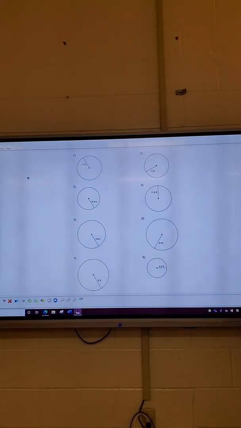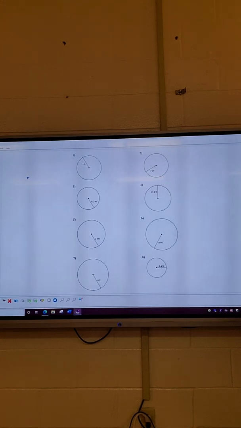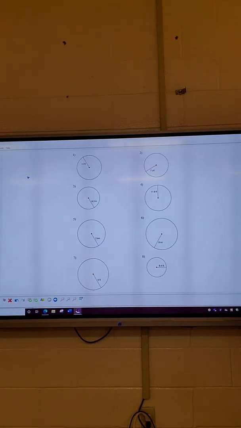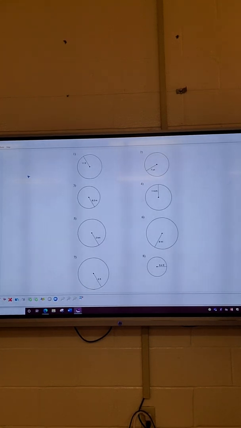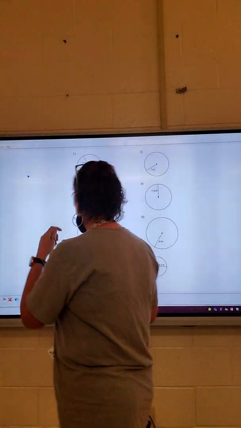All right, open it back up and you have 8 on the front and 8 on the back, which means we're going to do the first 8 on the front and the first 8 on the back. So we're going to do 1 through 8, and then 11, 12, 13, 14, 15, 16, 17, and 18 on the back.